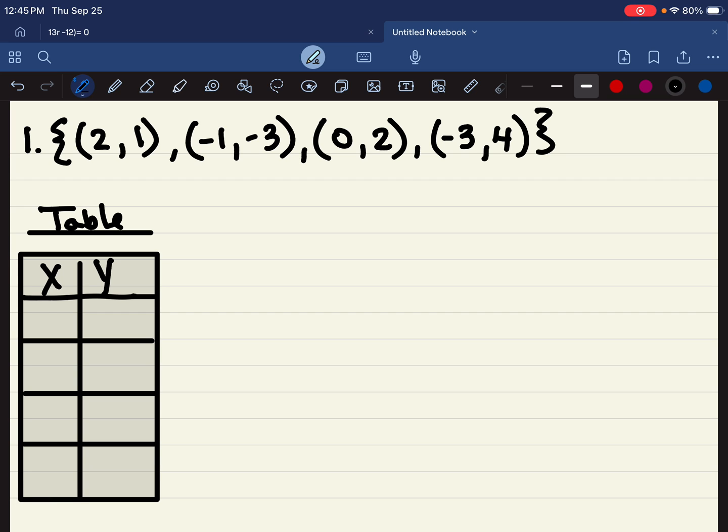Okay, then all I have to do is list the ordered pairs in that table exactly how I see it. What's the first ordered pair that they gave me up top in that set? 2, 1. So all I do is write 2 in the X, 1 in the Y, right? And then I do that for every other ordered pair. What's the next ordered pair? Negative 1, negative 3, 0, 2, negative 3, 4. Okay, simple enough. Yes? Table's the easiest one. You just copy it down exactly in the order that you see it. You don't have to do anything special.